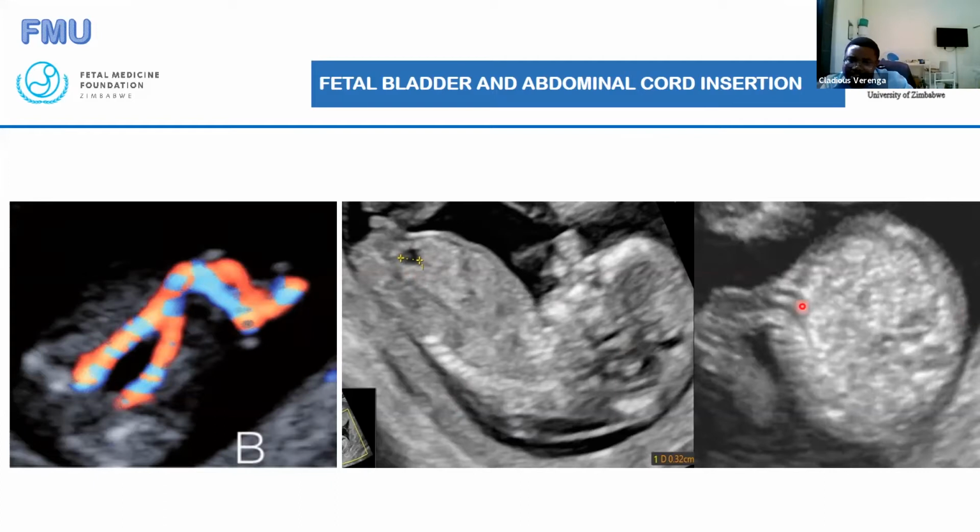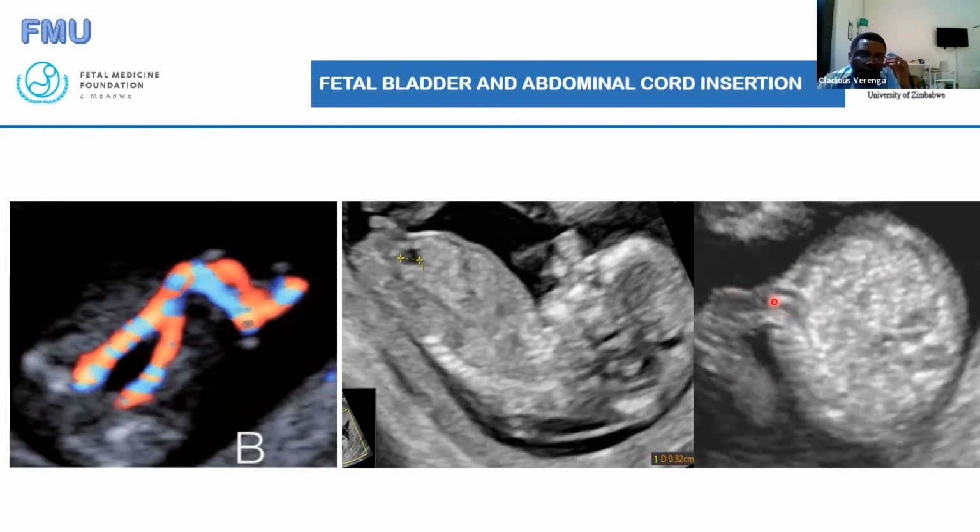Then we check the cord insertion. The importance of checking the cord insertion is that we are confirming the intactness of the anterior abdominal wall. Anterior abdominal wall defects, such as exomphalos or omphalocele, greatly change the risk of a baby in terms of chromosome abnormality screening. So we need this image in first trimester, which shows these three lines where the umbilical cord is joining the baby on its tummy there. It's a very, very important image to demonstrate because we have ruled out one of the major malformations such as exomphalos or, in very sad situations, body stalk anomaly or pentalogy of Cantrell.